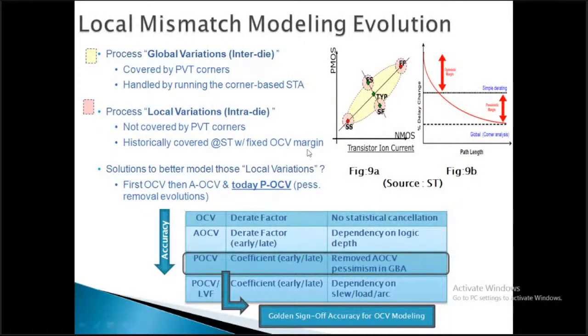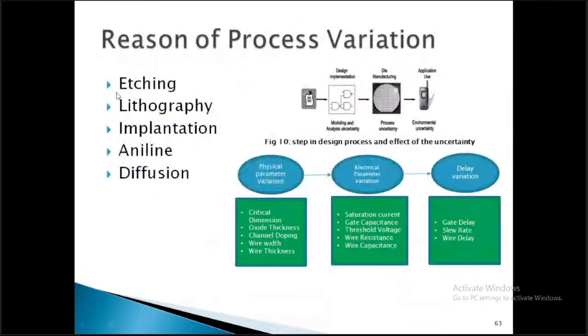So there are two types of variation: global and local variation. Local variation can happen intra-die, and global variation can happen inter-die. So we have to model this also. These are some of the processes: etching, lithography, implantation, annealing, and diffusion. We do all of this during the fabrication of a chip.